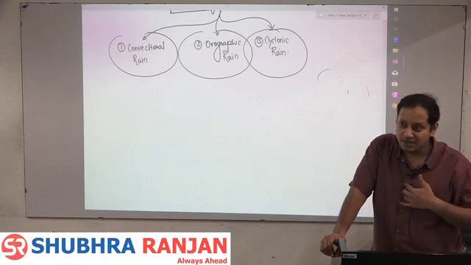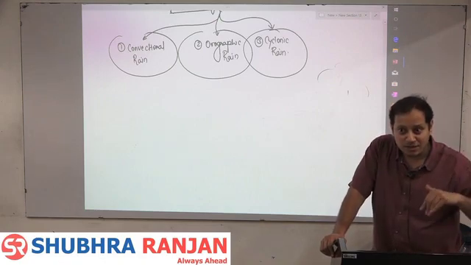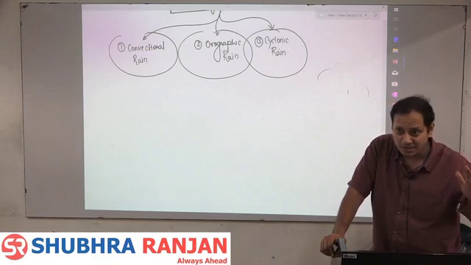Can I say convectional rainfall will never occur outside the temperate regions or outside the subtropical belt, या होगा वहाँ पे भी?